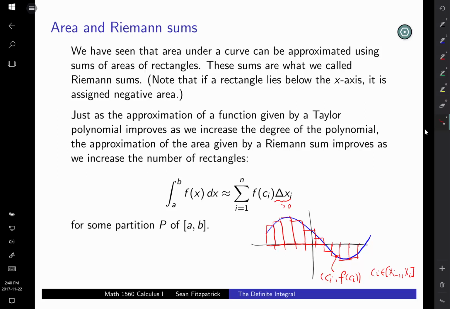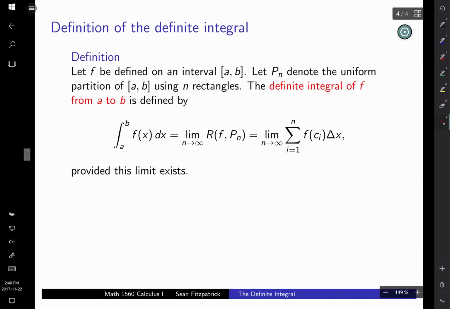So what you want to do here is, in some sense, consider a limit. You want to consider the limit as the number of rectangles becomes larger and larger, so you want the limit as n goes to infinity. And so we see that here. What you do is you take a uniform partition. So we're going to define this in terms of uniform partitions. This is certainly not the most general definition you can give for the definite integral, but for the purposes of Math 1560, it does the job. We're not looking at any bizarre, exotic situations where this definition might not be perfectly adequate.